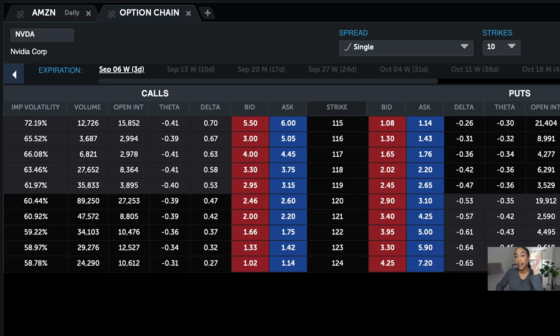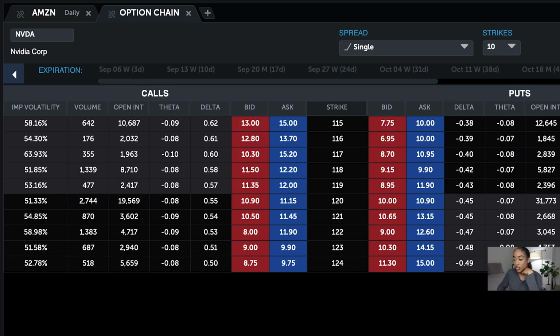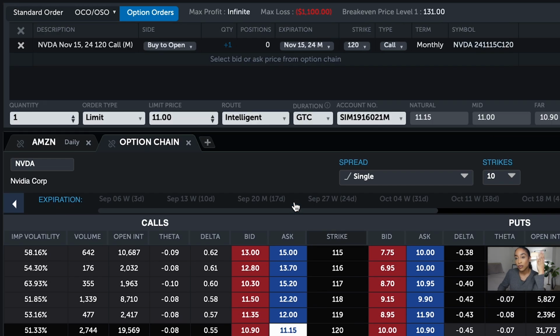All right, guys, so I am in my sim account now. I have the NVIDIA option chain pulled up, of course, because we love NVIDIA. Let's pick an expiration of November 15th. On the November 15th expiration, I want to do an at the money option contract. So let's do 120, and we're going to do a call option. So we're going to do a 120 call. Okay. So I'm going to pretend like we bought this contract and we paid the $1,100 for it, which you can see it's at 11.00. And remember, we got to multiply by 100.